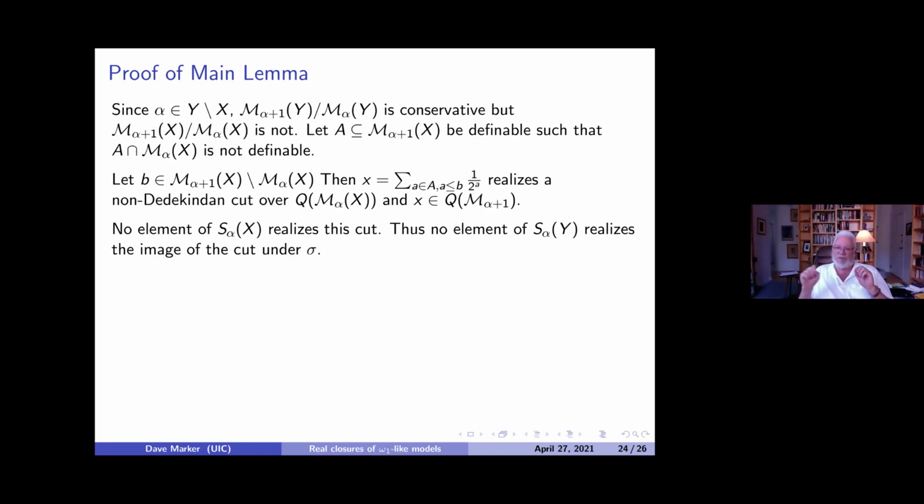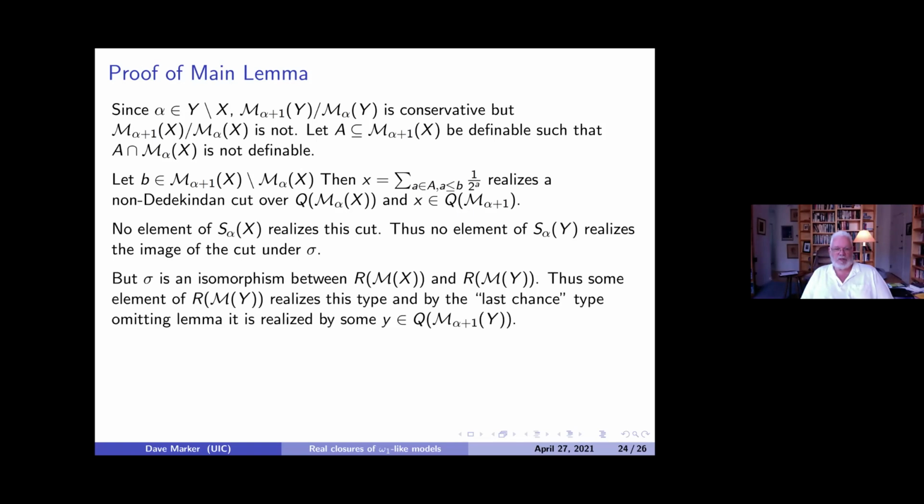But I have this isomorphism sigma. Under sigma, this will give me a new cut that's not definable on the Y side. But on the Y side, I've taken a conservative extension. Oh no, sorry. Just because I have an isomorphism between S alpha of X and S alpha of Y, no element of S alpha of Y realizes this. But I have realized this type on the X side. So somewhere in the real closure of M of Y, I'm going to have to realize this type again.